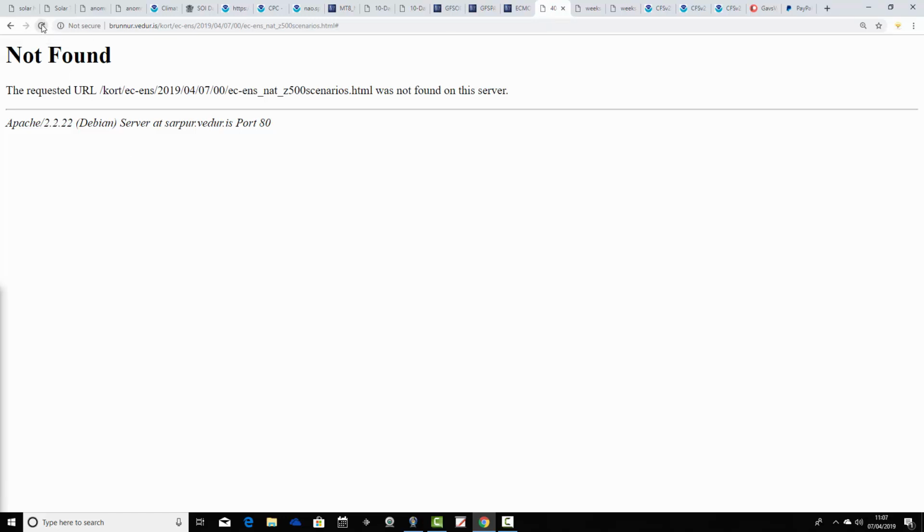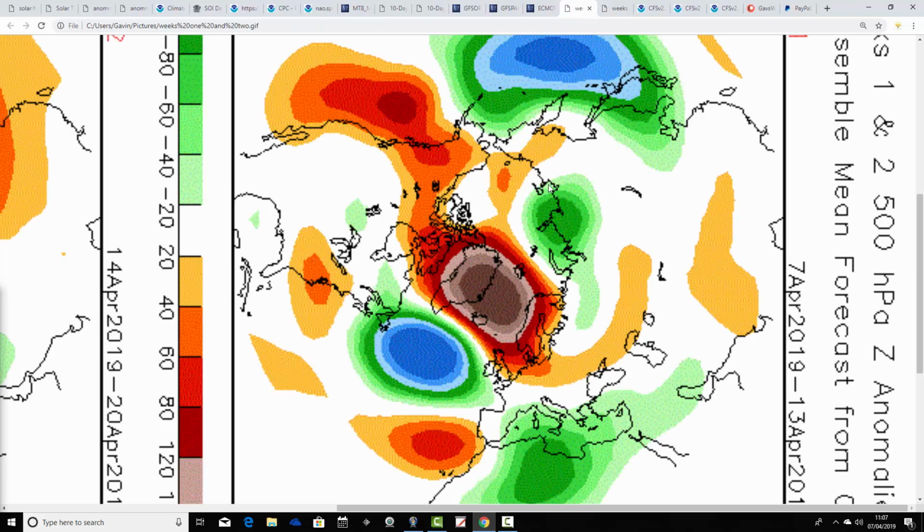I was going to see whether the postage stamps from the Icelandic Met Office had updated yet for today, but they haven't. So I can't show you the postage stamps from the ECMWF at the Icelandic Met Office. So therefore, we will just finish with the CFSv2 for the next month.